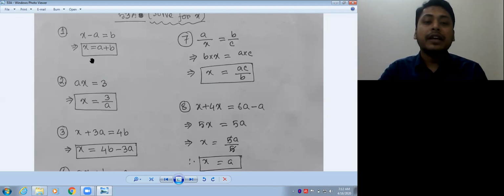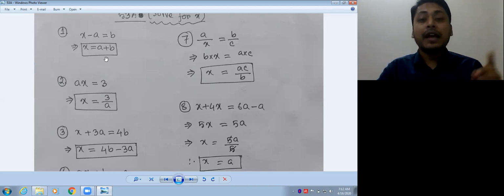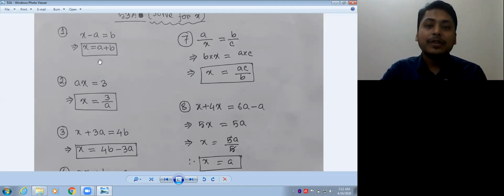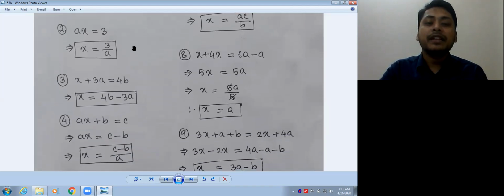So the first one is x minus a equals b. In the right hand side there is no x term, but in the left hand side there is a minus a. So that will have to be removed. By how? By taking it to the right hand side. And you know that whenever we change the side, the sign will be changed. Side change, so sign change. No problem. So x equals a plus b. Because it was minus, it has become plus. This is a very easy thing.